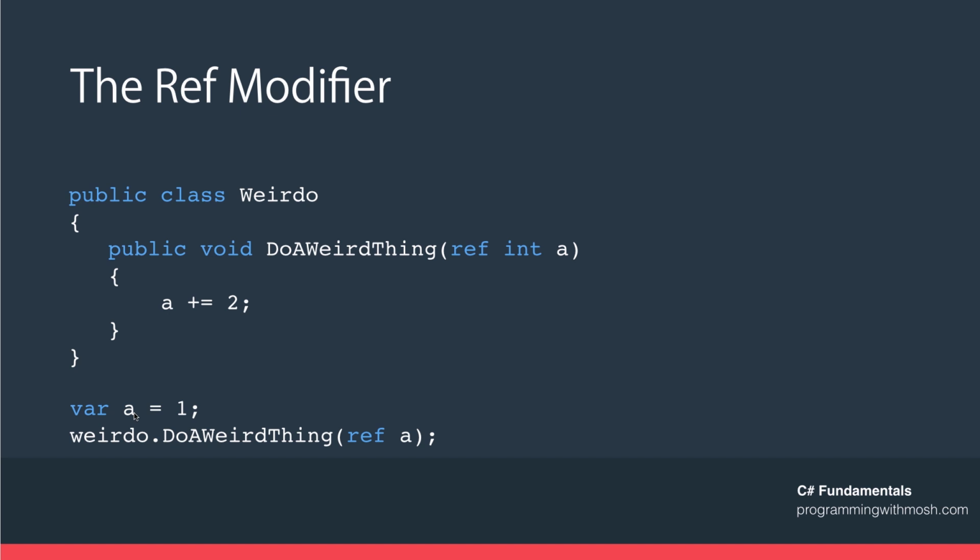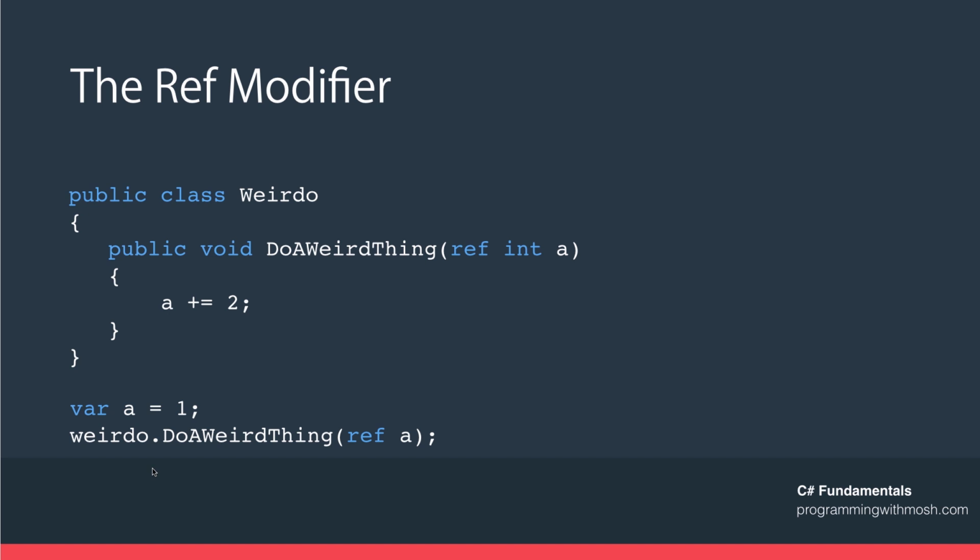We can change this code by including a ref modifier to our method. And note that here I changed the name of the class and its method from my class and my method to Weirdo and DoAWeirdThing because it just is weird. So with this change, if we call this method and also include the ref modifier here, the original a that we have here will be passed to this method and its value will be modified. So after we return from this method, the value of a is going to be 3.